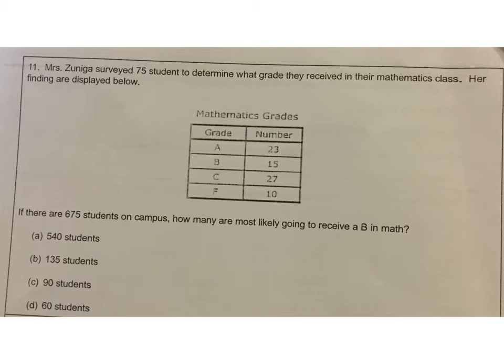Number 11. Mrs. Zuniga surveyed 75 students to determine what grade they received in their mathematics class. Her findings are displayed below. If there are 675 students on campus, how many are more likely going to receive a B in math? A, 540 students. B, 135 students. C, 90 students. D, 60 students.